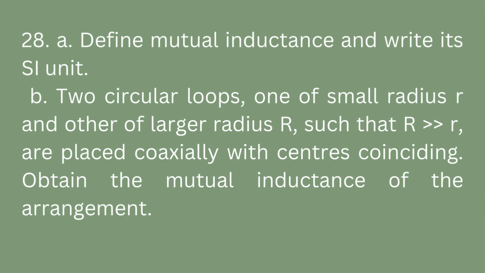28. Define mutual inductance and write its SI unit. Second, B part. Two circular loops, one of small radius r and other of large radius capital R, such that capital R is very large than small r, are placed coaxially with centers coinciding. Obtain the mutual inductance of the arrangement.